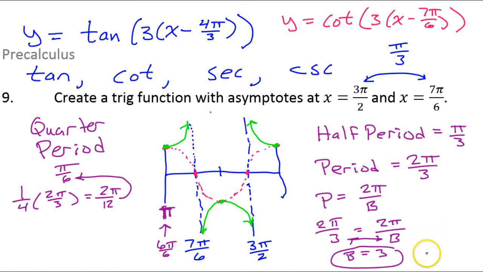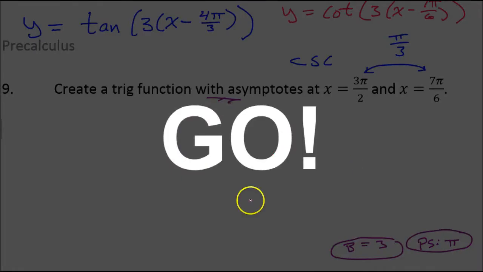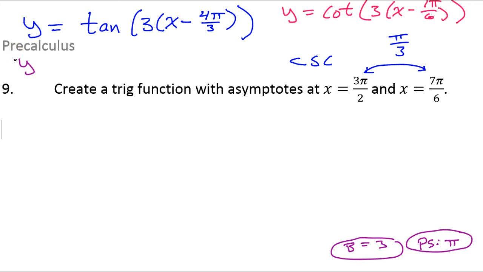Okay, so we have the b value of 3, and we have the phase shift of pi. That's what we need in order to write the equation, the b value and the phase shift. So my secant function will be like this. Y equals the secant, and then here comes the b value, and now here comes the phase shift. This is positive pi, so I'm going to put x minus pi, and then there's my secant function.